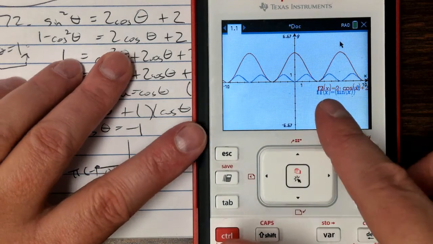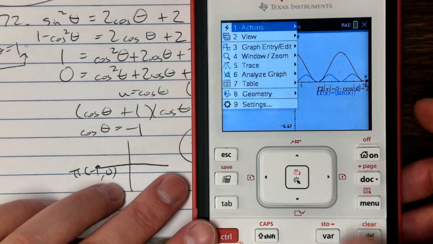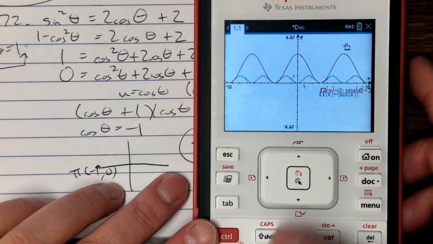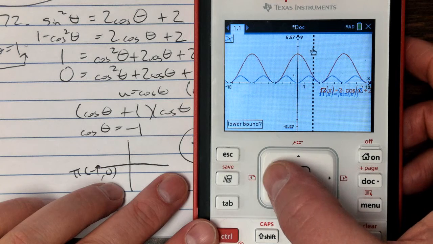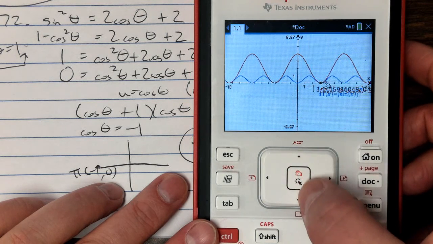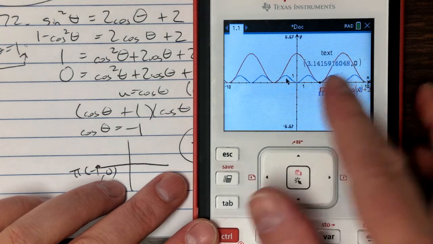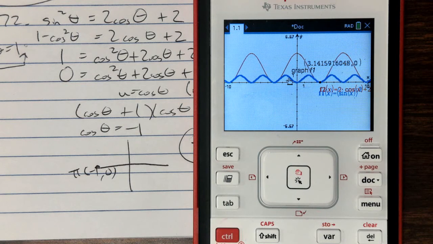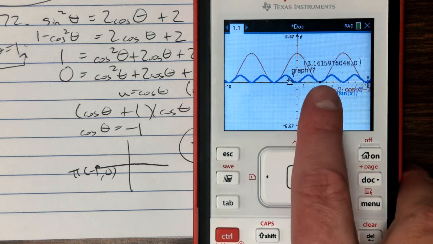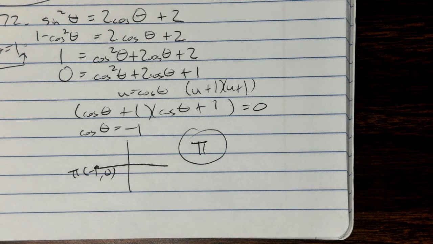So now we have to find where they intersect. On the positive side, menu, analyze, intersection between here and here, and that's where you get your 3.14159, which is pi. So you can use your calculator to check it if you need to. So that's your pi. Any questions?